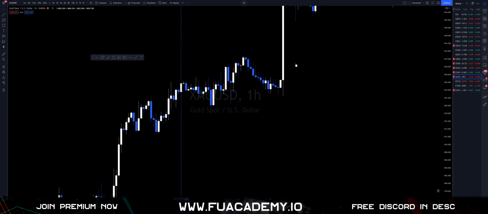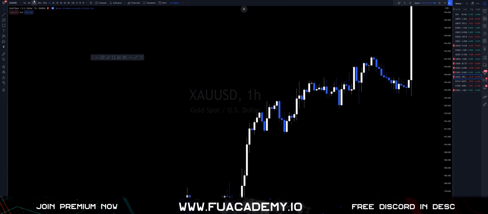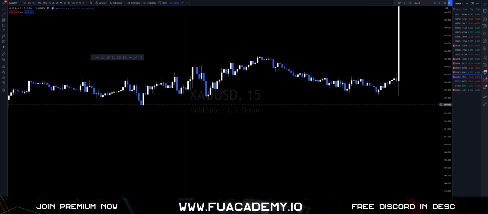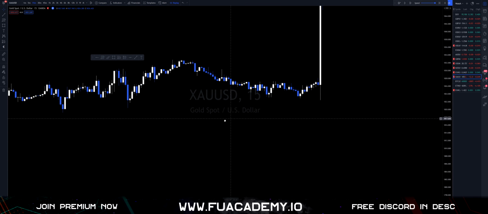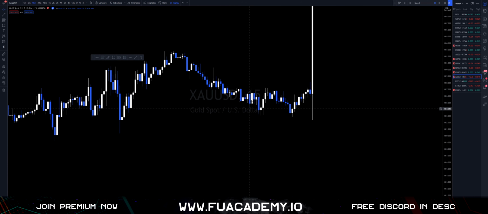Let's drop down to the lower time frame. Let's go down to like 15-minute time frame. This is a good enough time frame right here. Look how we consolidated and how we manipulated to the downside. Okay, cleared this low, and then away it goes.